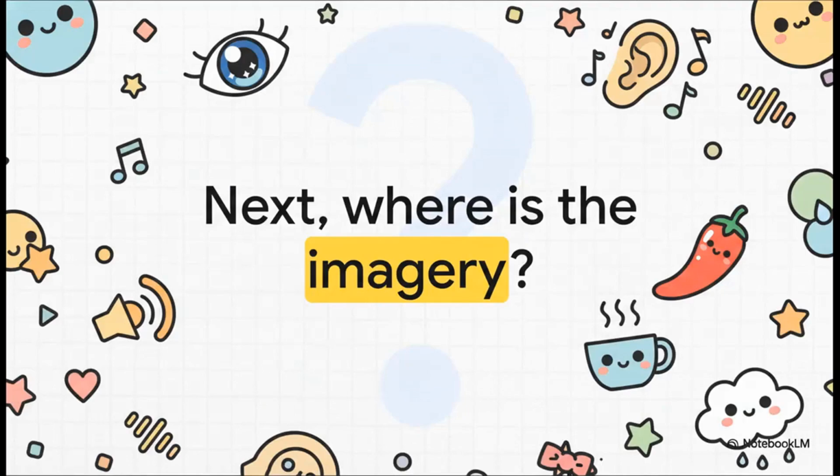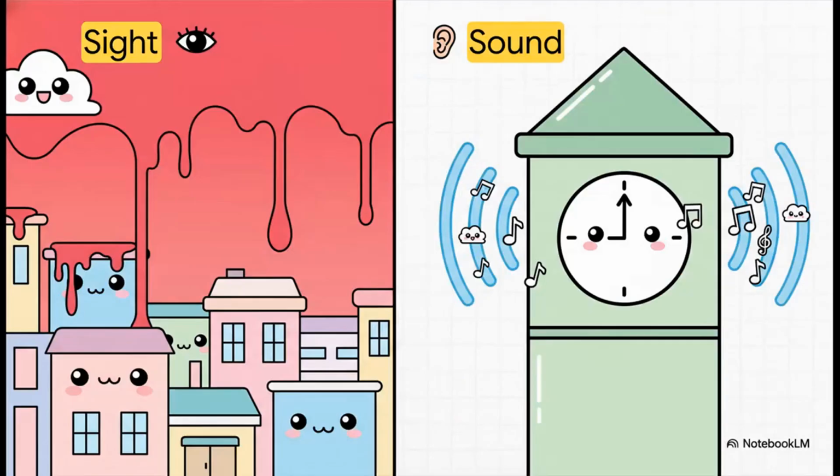All right, pretty good. Now, let's find the imagery. Where are the words that appeal to your senses? What can you see? What can you hear? Yep, you see it, the sight. That crimson glow that looks like spilled wine. You can picture that perfectly. And the sound, the clock striking 7 and that echo lingering, you can practically hear it. The author just dropped us right into the middle of that village square.